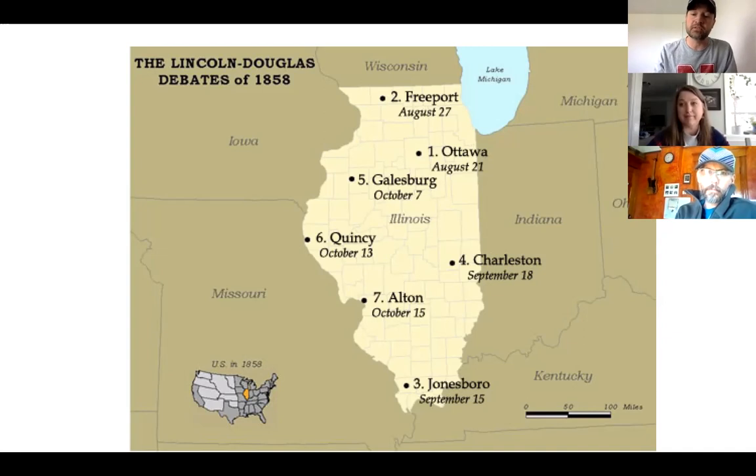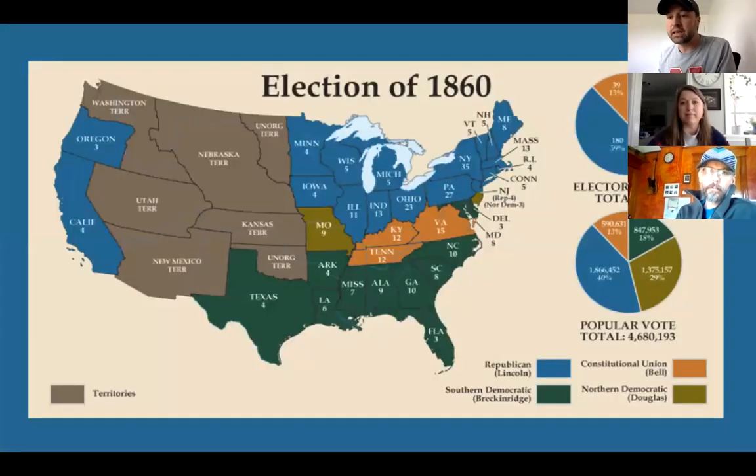So when Lincoln, and this will take us to our last point then, guys, when Lincoln gets the Republican nomination for president in 1860, and when he ultimately wins the election in 1860, you can see on the Electoral College map, this is really the final straw for Southern states, kind of our last event.